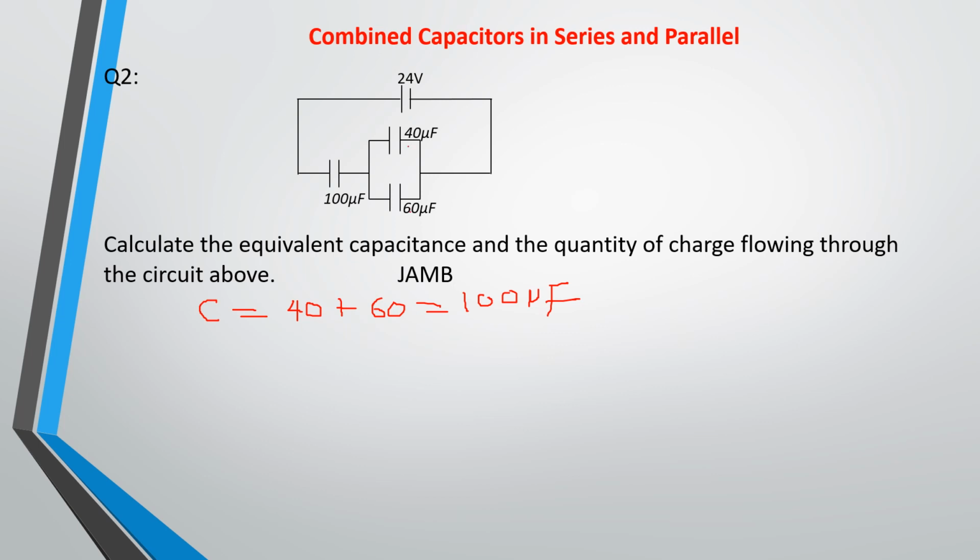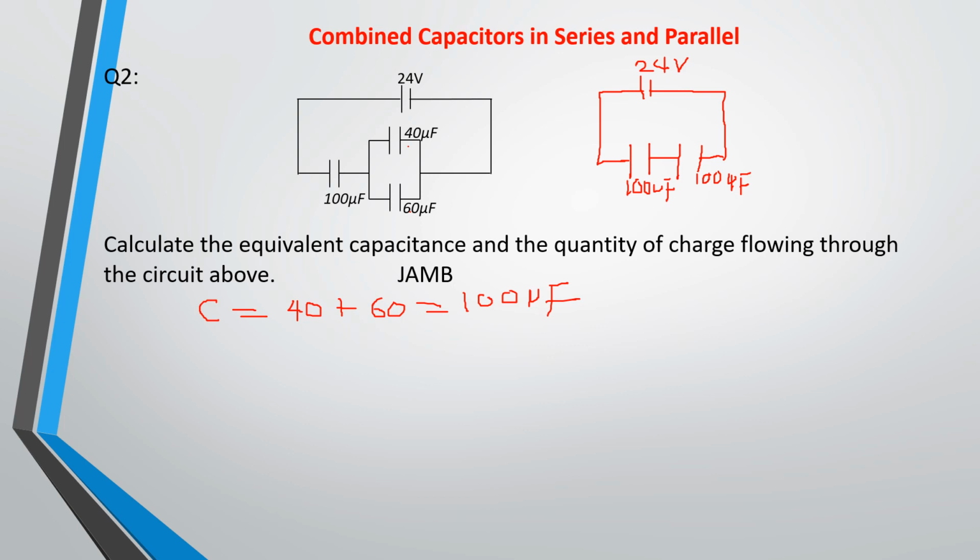This is their combined capacitance for the 40 and 60 because they are in parallel. Now your arrangement will look this way. This diagram you can redraw to look like this. Please pardon my drawing, it may not be too perfect. So you have this arrangement now: this is 100 microfarad and this is also 100 microfarad. Then you have the voltage across the arrangement.